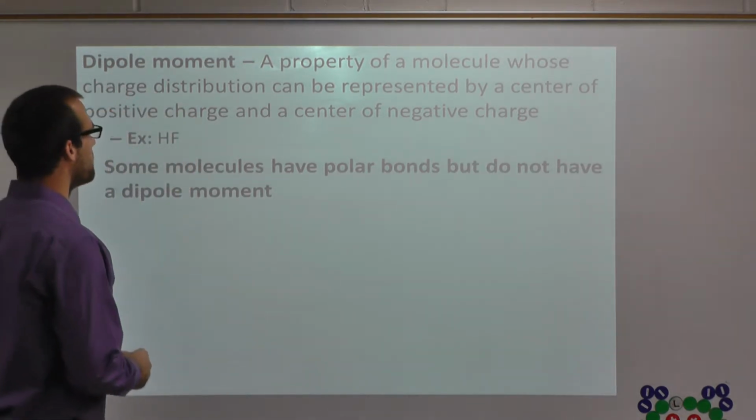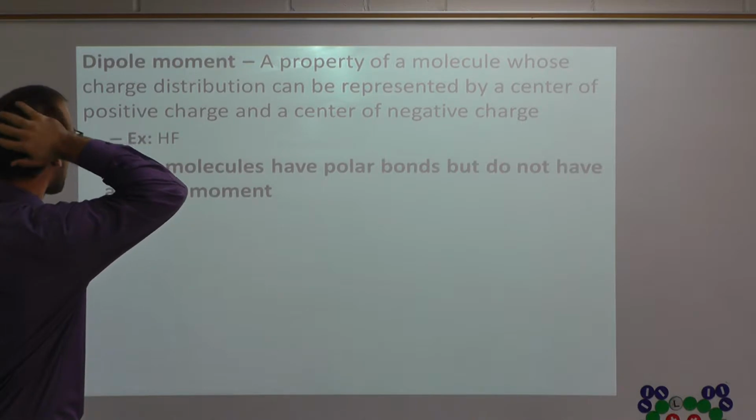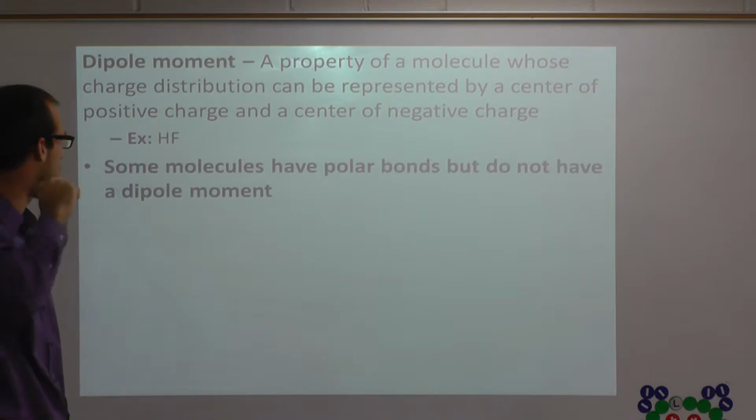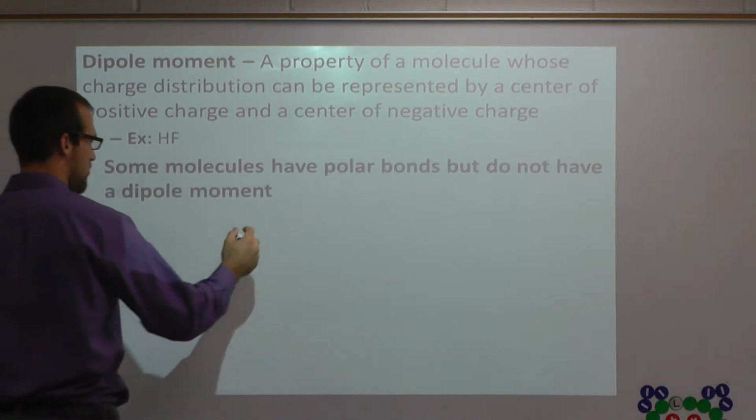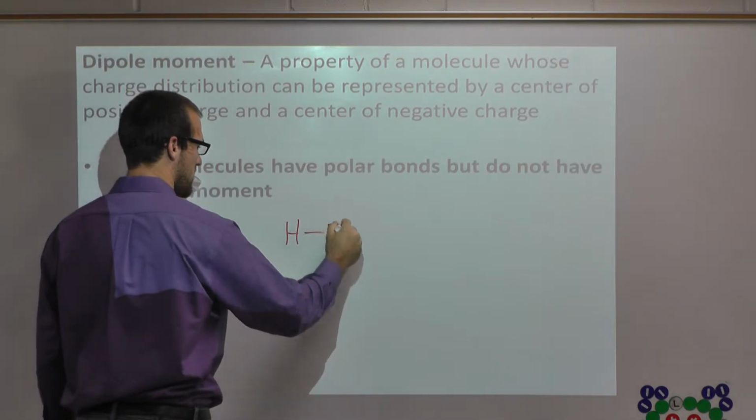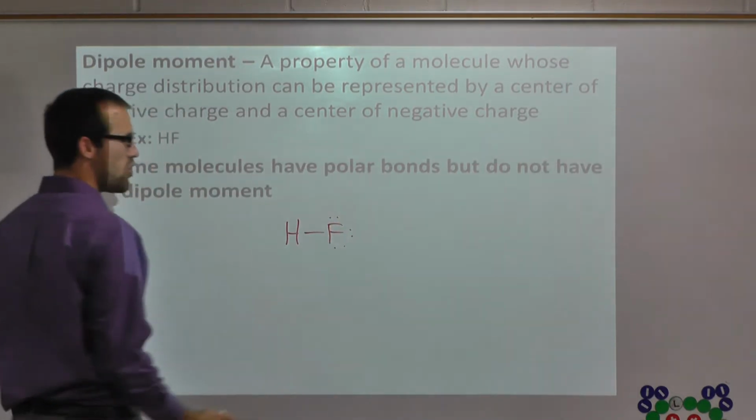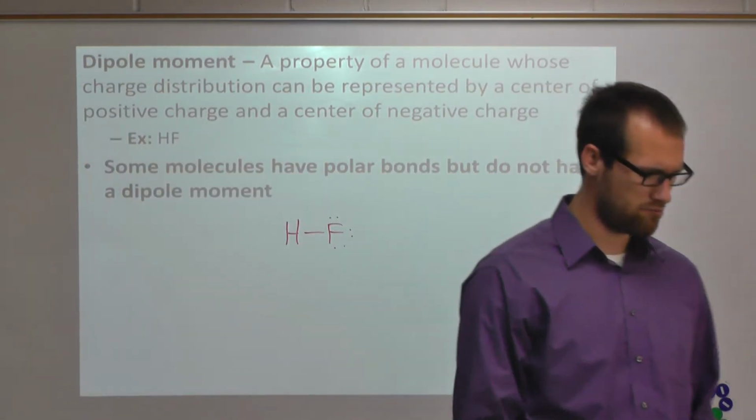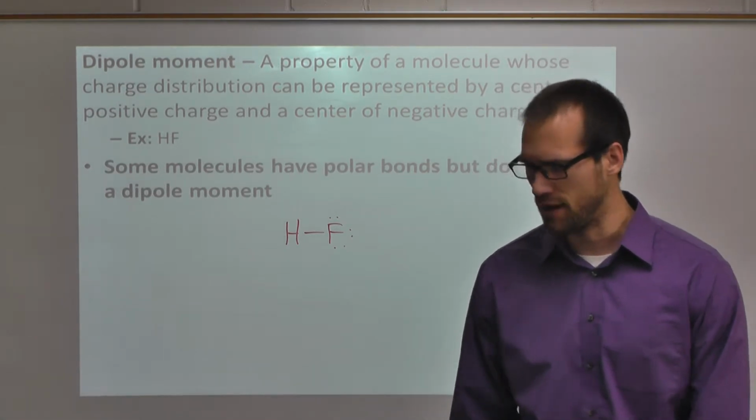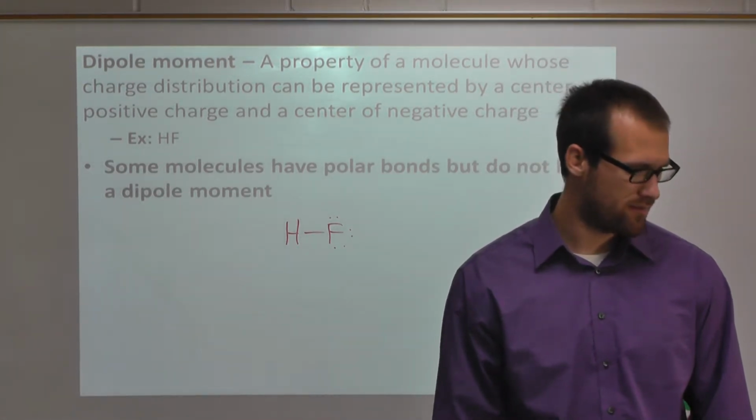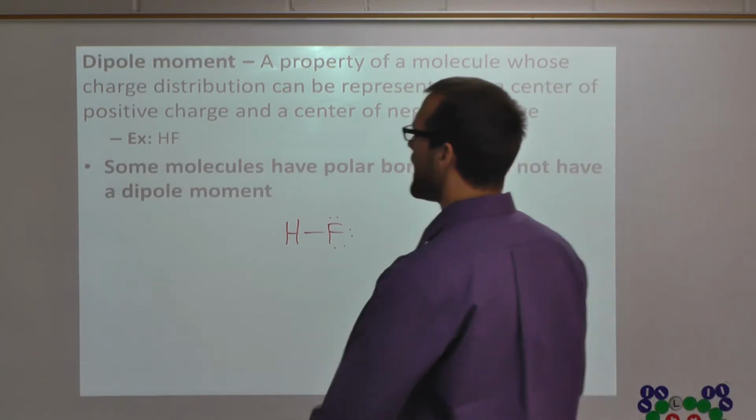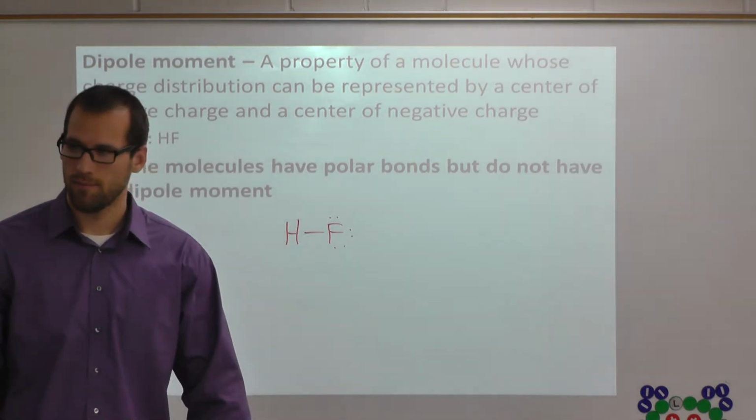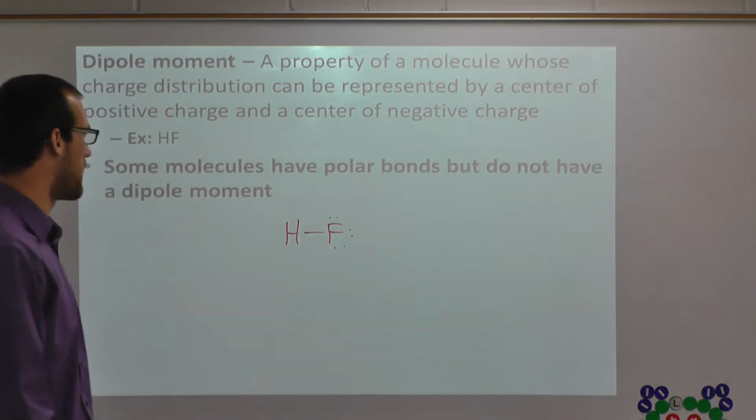All right, dipole moment. It's a property of a molecule whose charge distribution can be represented by a center of positive charge and a center of negative charge. If you remember, we did Lewis structures of these and showed polarity. First of all, did I define polarity last section? I've defined it in years past, but I don't think we ever defined it. It is regions of opposite charge, and it's created by what? What creates polarity? Differences in electronegativity. Thank you, Annie.